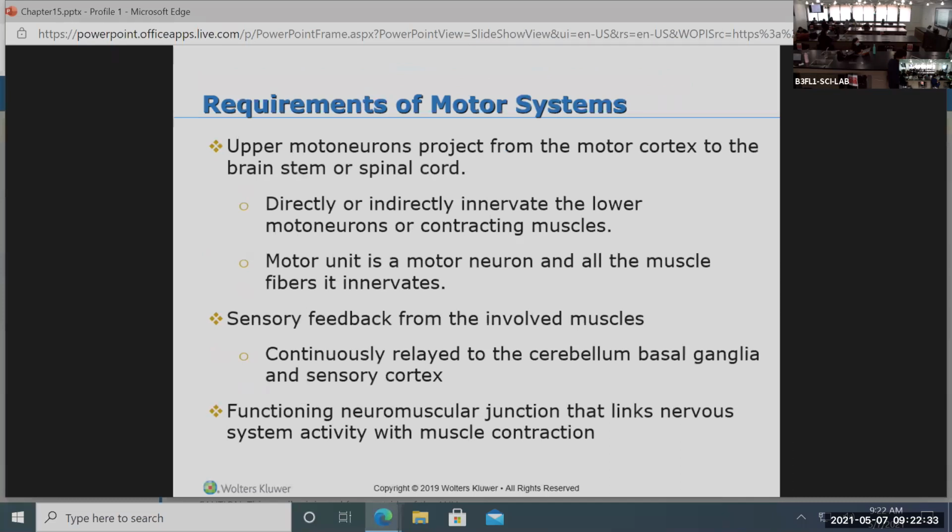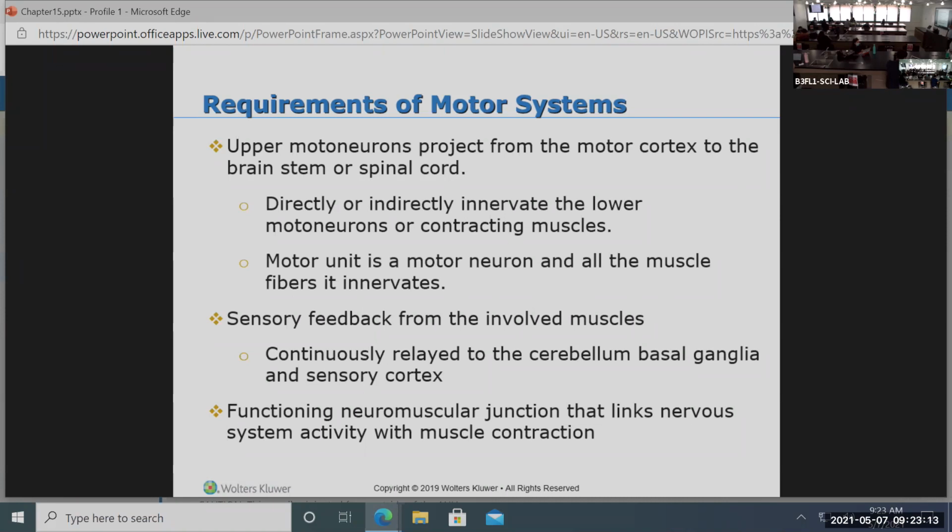Now, requirement of motor movement. Please remember, we do have upper motor neurons, which project from where? From my motor cortex of the cerebrum, the motor cortex, which is located in the frontal lobe, which we call the motor area, to the brainstem and spinal cord. Those are all descending tracts. All descending tracts are motor in function. Please remember.